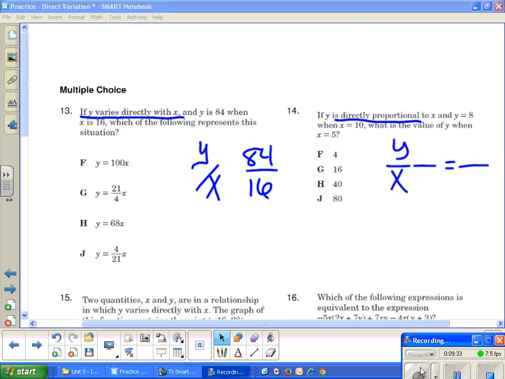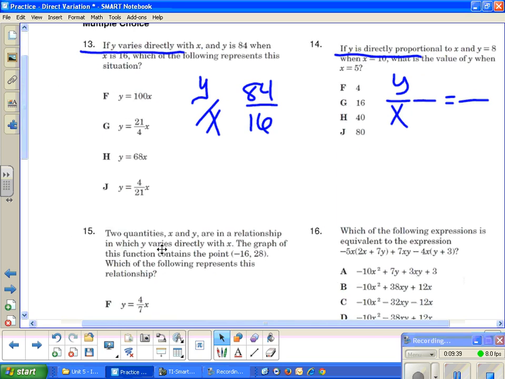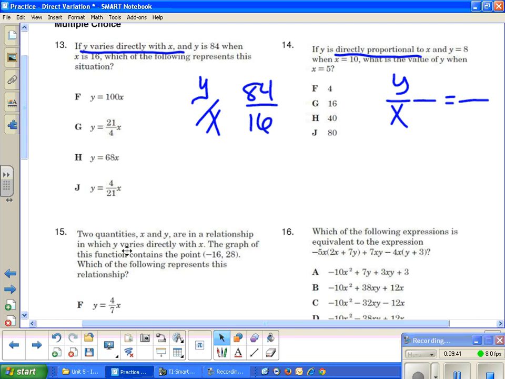So in 13, any time it says y varies directly with x, whether it's in a proportion, like it is right here on 15, you have that set up that you've got y over x. This one's given to you separately, written out. This one's given to you in a point, x and y. You're still gonna put those points in, and then you're gonna simplify.